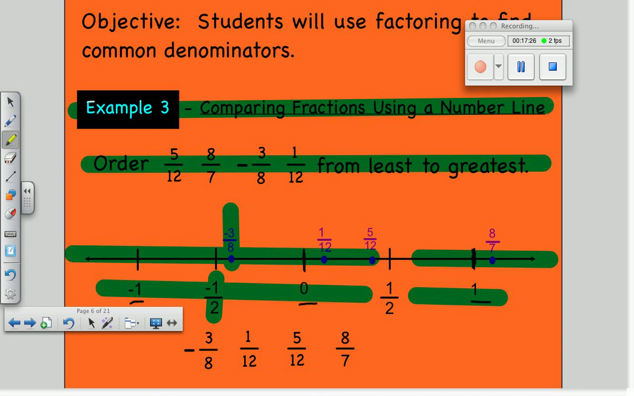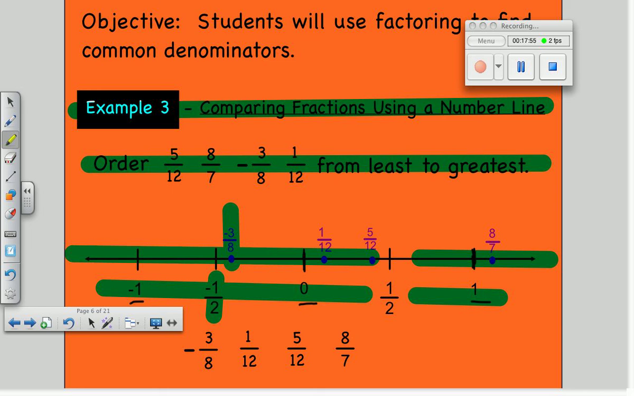However, since it's negative, that's a little bit different now, isn't it? That's actually greater than -1/2. Because with negative numbers, as they get larger, they actually get less. Like -9 is less than -4. Okay? So -3/8, because it's negative, is going to be greater than -4/8.